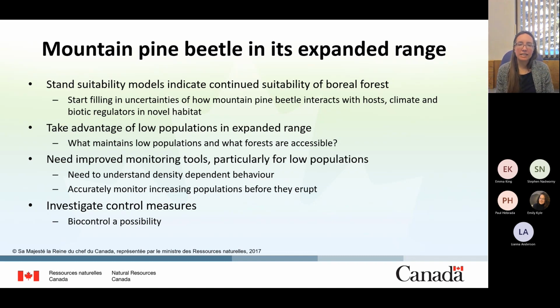And finally, investigating control measures. One possibility is Beauveria bassiana. It hasn't been used in mountain pine beetle. It's been investigated in other bark beetles with varying success, not very much success in the field. So a lot of work needs to be done there, but maybe this is an opportunity in Alberta to develop that.